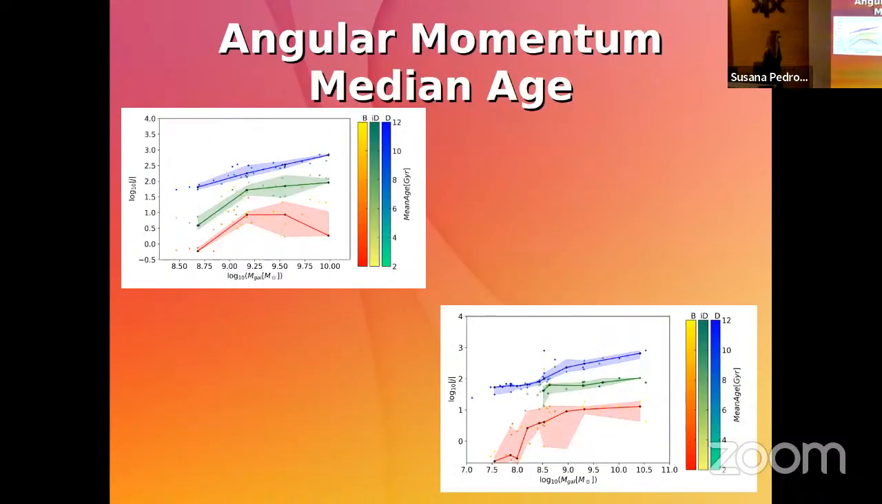And also, here we are plotting with the median ages, and you can see that for each one of the components, when the median age is older, the amount of angular momentum seems to be greater.